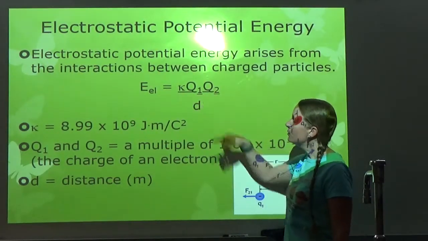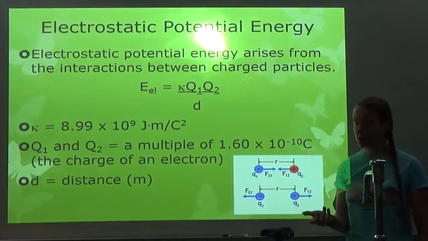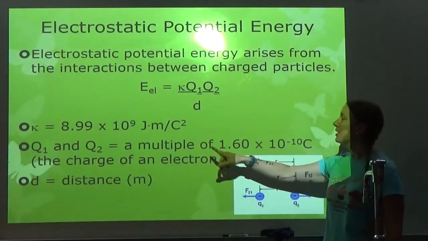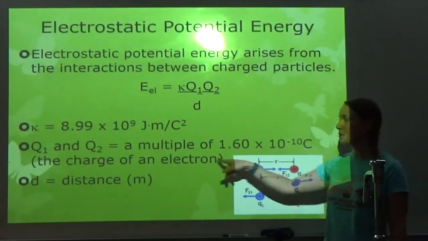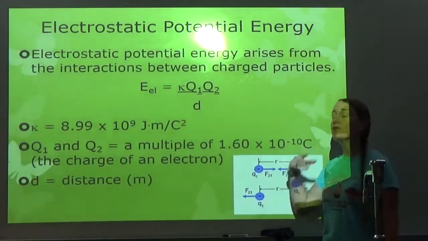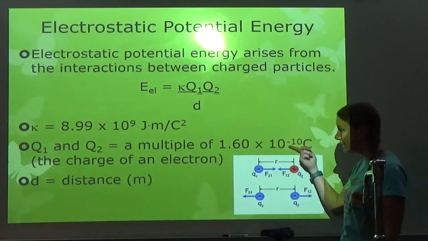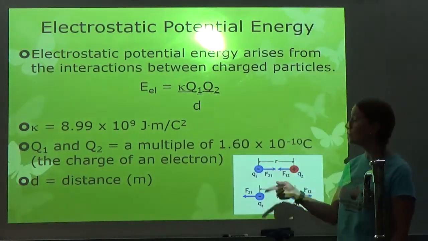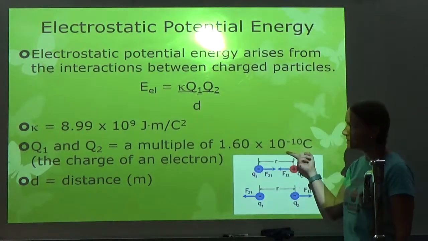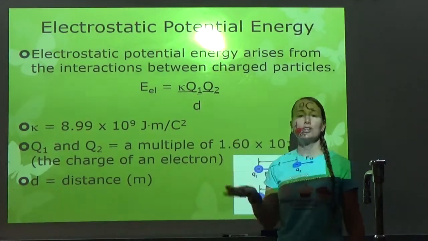So your Q's, those are the charges. So Q1 and Q2 are a multiple of 1.6 times 10 to the negative 19 coulomb, because remember that's the charge of an electron. So if it's a negative charge, this would be a negative number. If it's a positive charge, it would be a positive number. If it's positive 2, it would be positive 2 times this number. And then d, of course, is your distance.